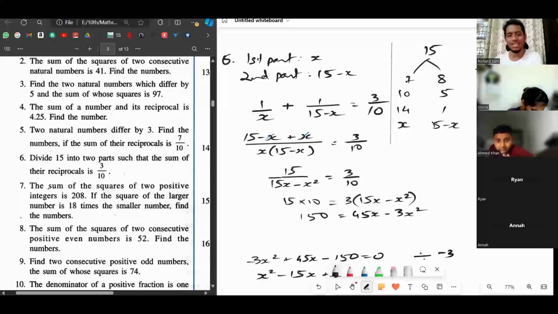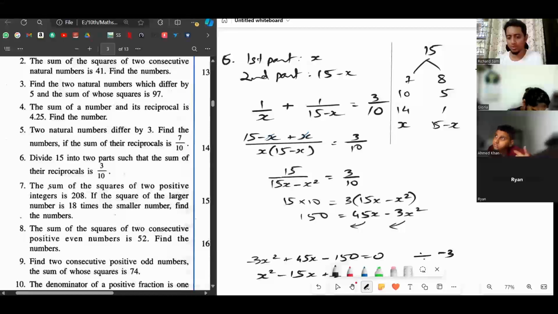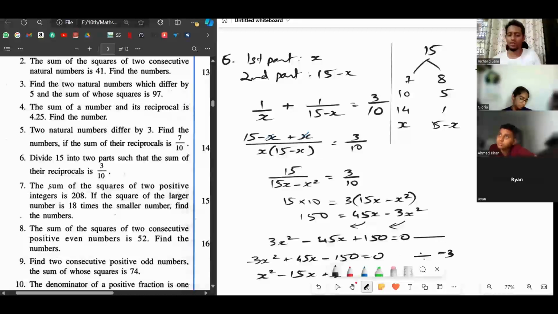Now the x square is negative. So what we'll do, we'll take it on the other side, so that x square becomes positive. So then you will get 3x squared. 45x, when it goes on the left, becomes minus 45x. And 150 is already on the left, will remain at 150. So this is your equation. Then we can divide it with 3. If you got minus 3x squared, we have to divide it with minus 3. But if you already got plus 3x squared, then you just divide it with 3. And then you will get this.